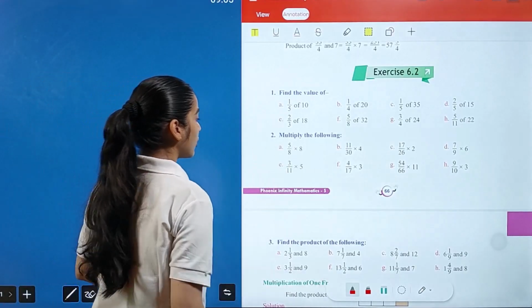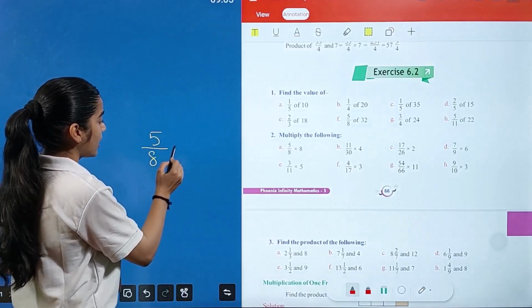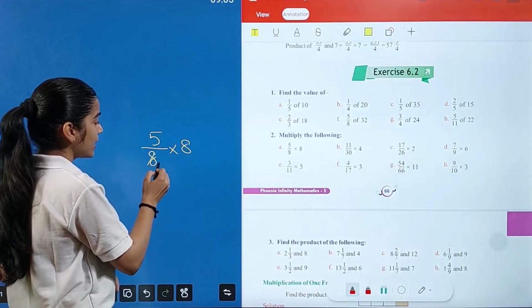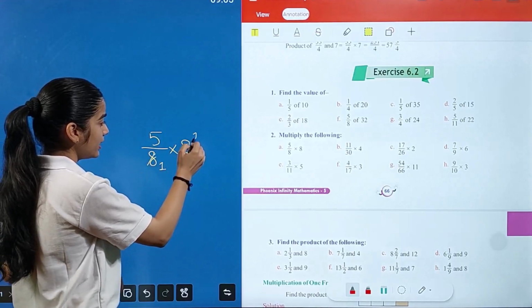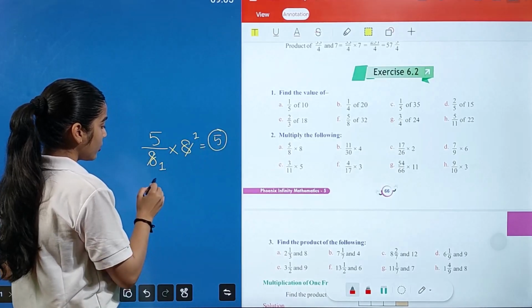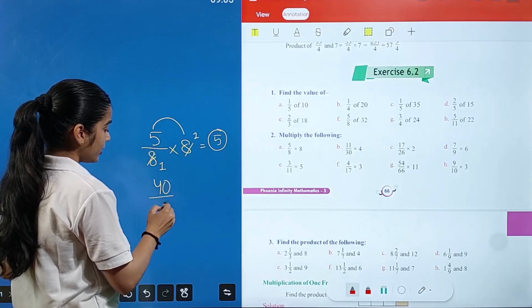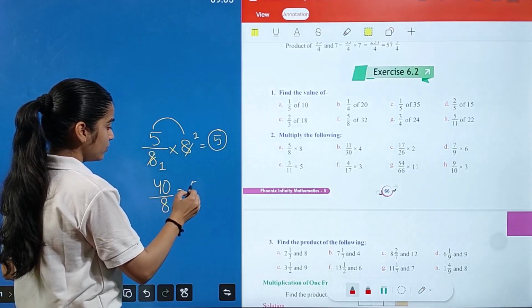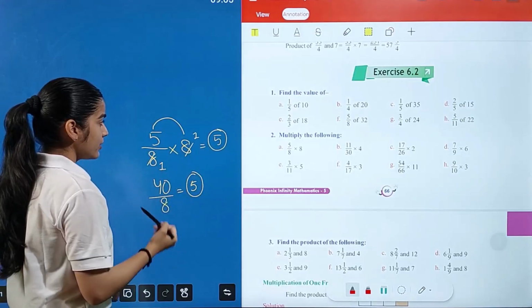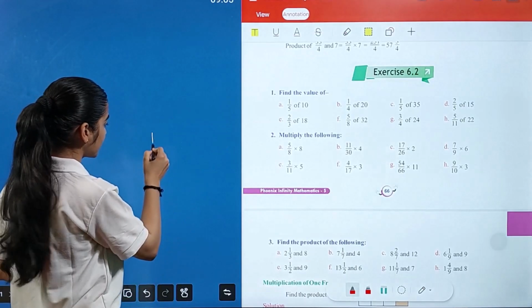Now multiply the following. In this case, again we can do this: 8 1s are 8 and 8 1s are 8. So the answer will be 5. Or you can also do this: 5 multiplied by 8 is 40, divided by 8 is equal to 5. Always remember that. Let's take the next question and explain this concept.